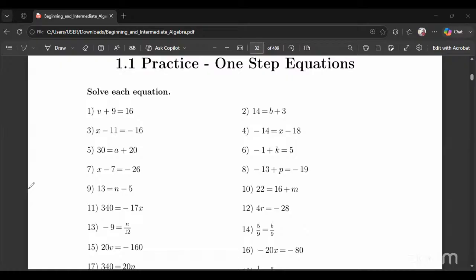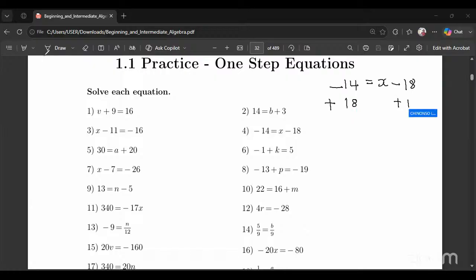I'll be walking through question 4, and here we have negative 14 is equal to x minus 18. Again, to solve this, we want to isolate the unknown, which is x in this case. So we want to collect like terms, and look for the particular number that, once we add it to negative 18, gives us a balance with what we have on the left-hand side. I would isolate by adding 18 to both sides of the equation. On the left-hand side, I would add 18, and also on the right-hand side, I would do the same thing.